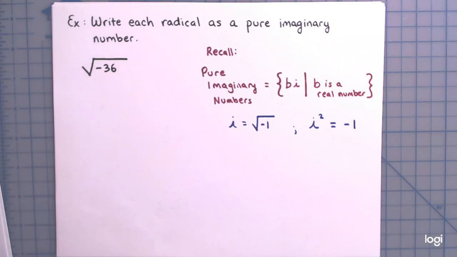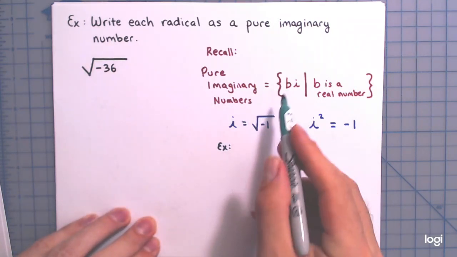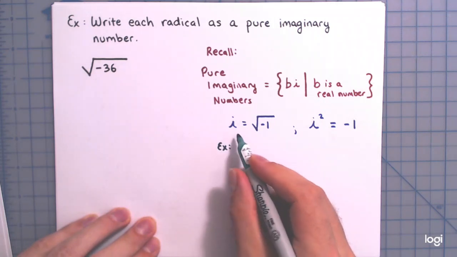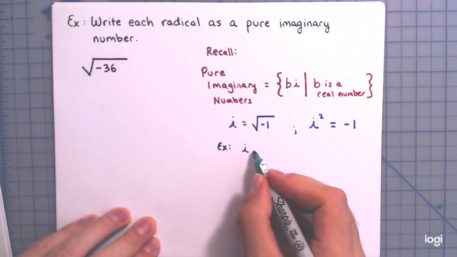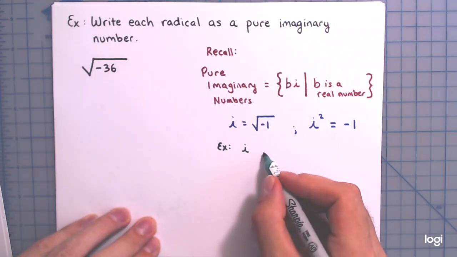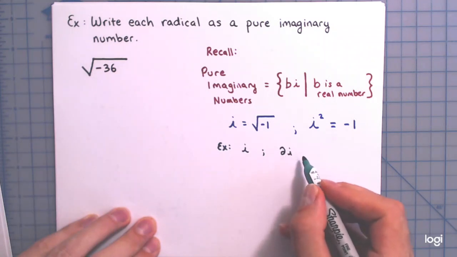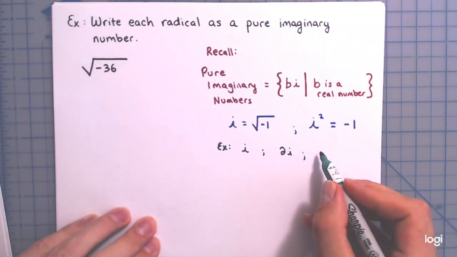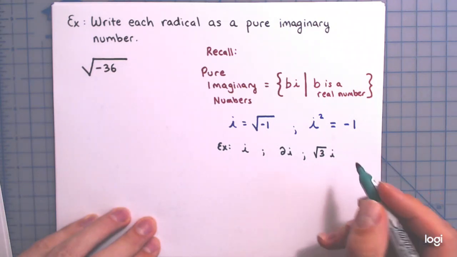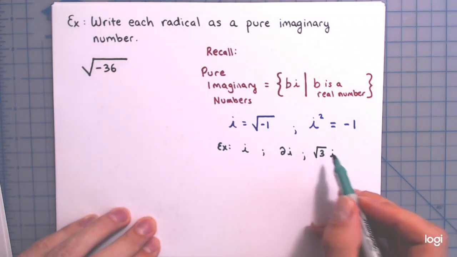Okay, so again, some quick examples of some pure imaginary numbers. First of all, just the number i itself. That's 1 times i, a real number times i. 2 times i, a real number times i. The square root of 3 times i. Notice how I didn't extend the square root. The i is not inside the square root.